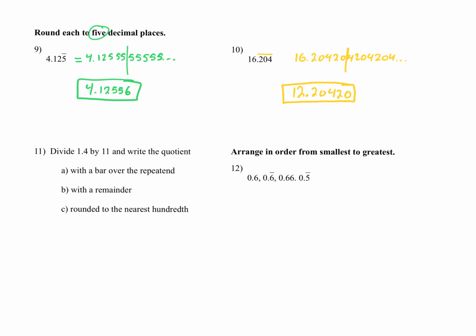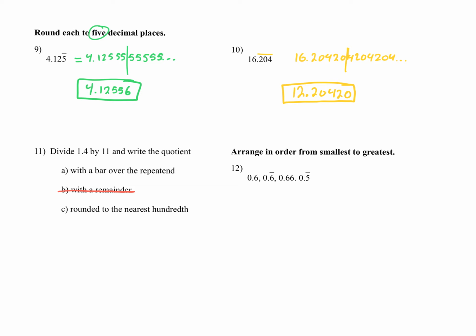All right, on number 11, first off, please just go ahead and do me a favor and cross off B. We're not going to be writing this with the remainder. Sorry, I put that in there and I shouldn't have. So go ahead and just cross that off if you did B, or I didn't mark anyone off points for that, but don't do B. So let's go ahead and say divide 1.4 by 11.